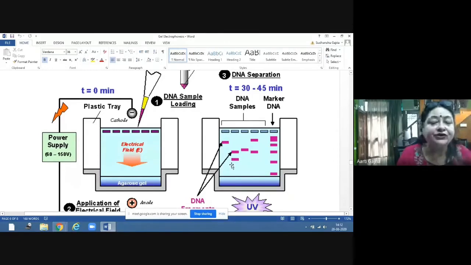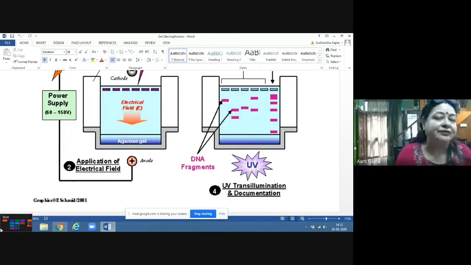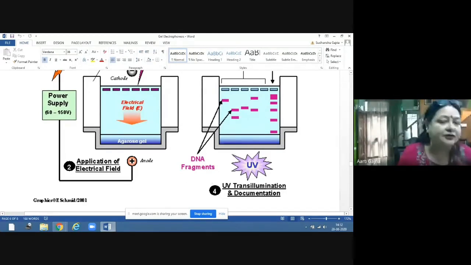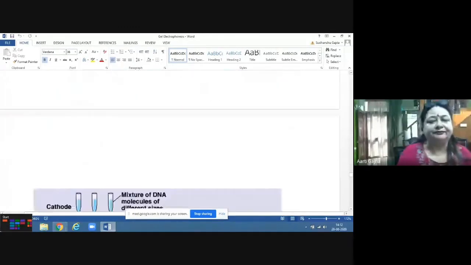You have to use UV radiation to visualize the DNA, because under visible light they are not visible. Exposure to UV rays is required to make the DNA fragments visible to us. So we are using ethidium bromide and UV rays to make these DNA fragments visible.